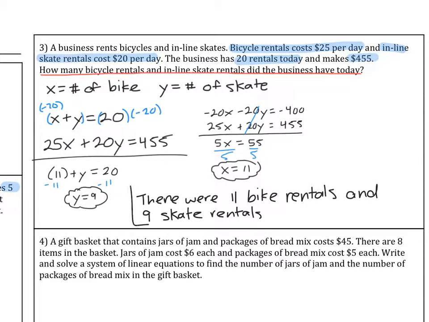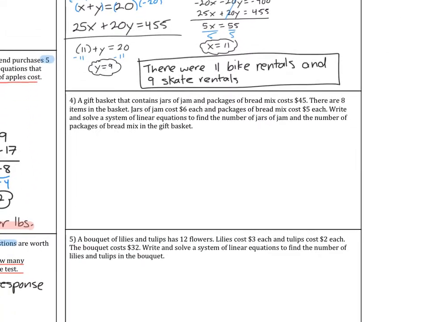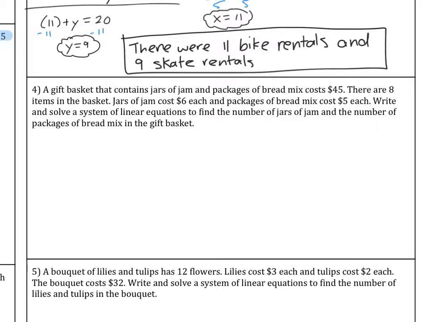And notice it answers the question that was asked. The question said, how many bike rentals and inline skate rentals did the business have? And this answer is very complete, and it answers both parts. Okay, so why don't you pause the video and give number 4 a try on your own. Remember, use the question to help you define your variables.